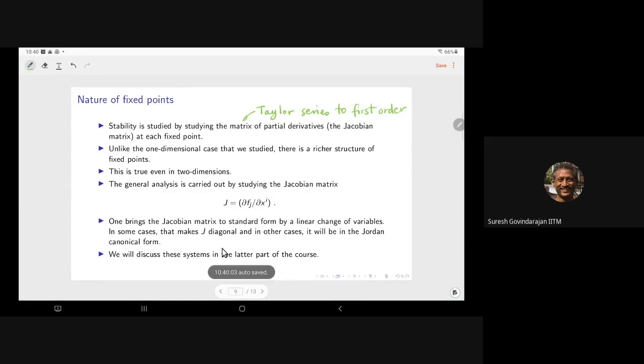Unlike the one-dimensional case that we studied, this is actually a much, much richer structure, and this is true even in 2 dimensions. So the general analysis is carried out by studying the Jacobian matrix. There are n functions and n variables, so this is an n by n matrix. And this you evaluate at the fixed point.